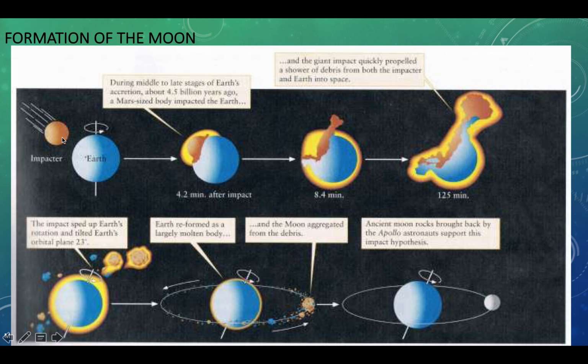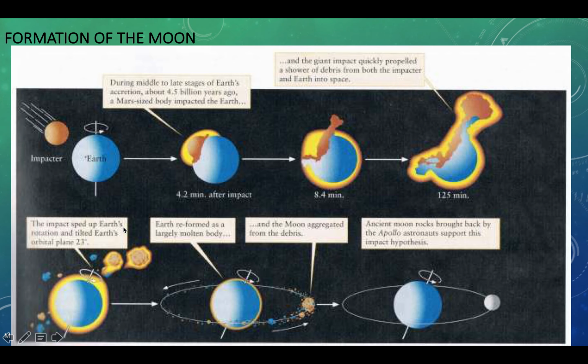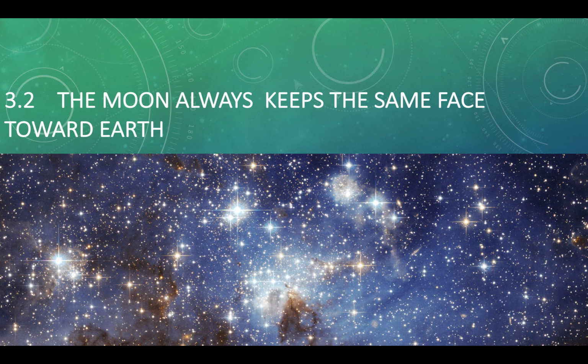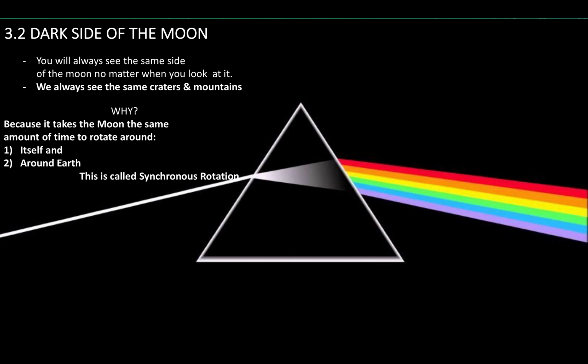So if there wasn't an asteroid that would have tilted the Earth, we wouldn't have seasons on Earth, and then things would be completely different. So yeah, this is about the formation of the moon. These two slides summarize in these points. Okay, so we have two or three more topics to discuss. One of them is, I'll tell you about this.